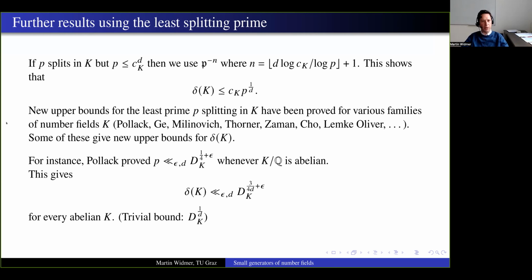There has been a lot of work in recent years regarding upper bounds for the least prime p that splits in number fields K of certain families. And some of these results give new upper bounds. So I mention just one quick result here.